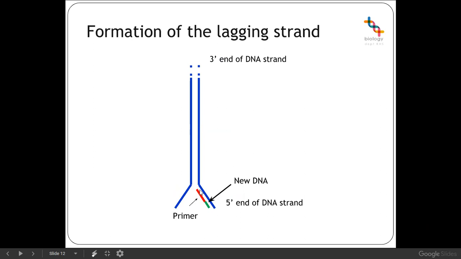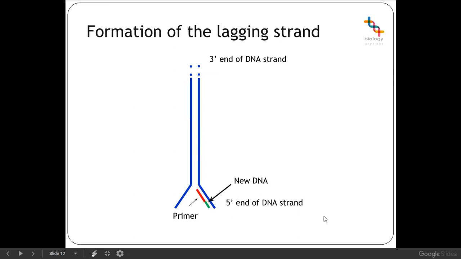Now, the process of that is really very similar to the leading strand. We have our DNA, it's been opened up, DNA helicase has come along and broken those hydrogen bonds. The primer has come along and it bonds to our complementary section. However, this is the 5' end of the primer, this is the 3' end, and DNA polymerase can only add on to this end, so the new DNA is catalysed here.